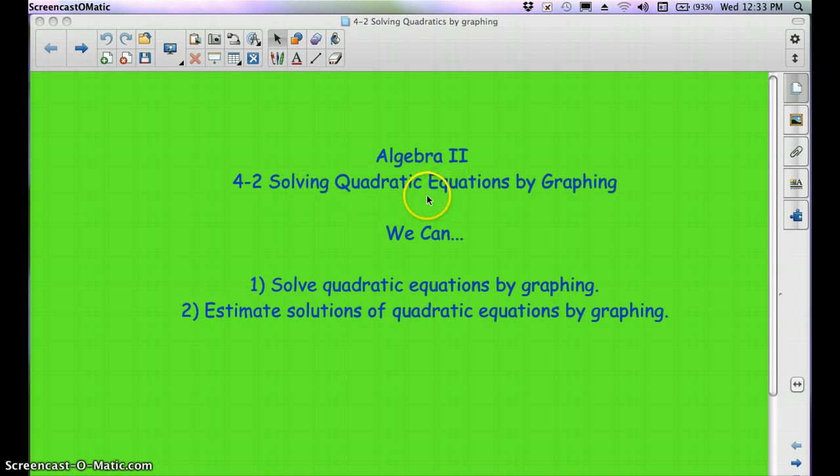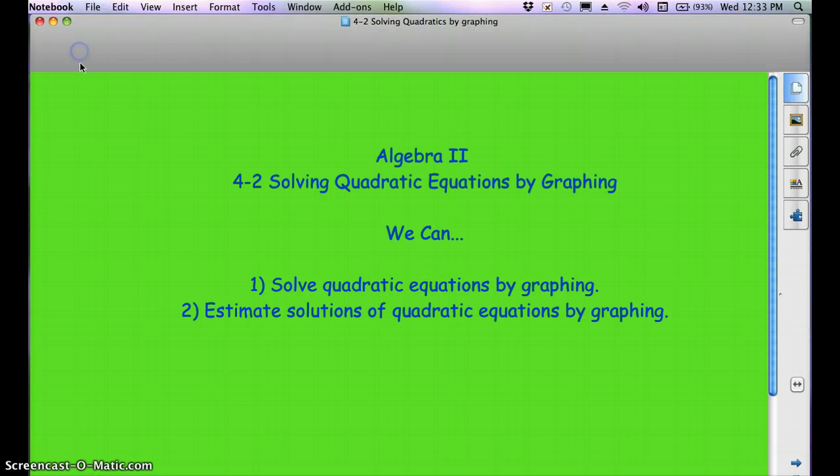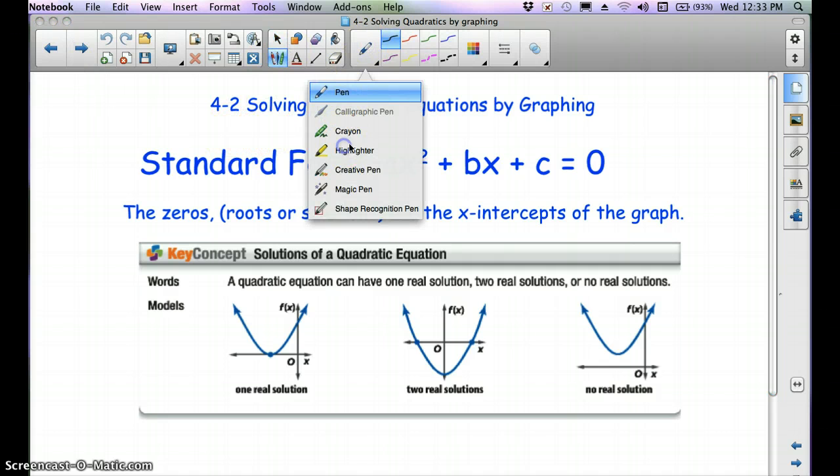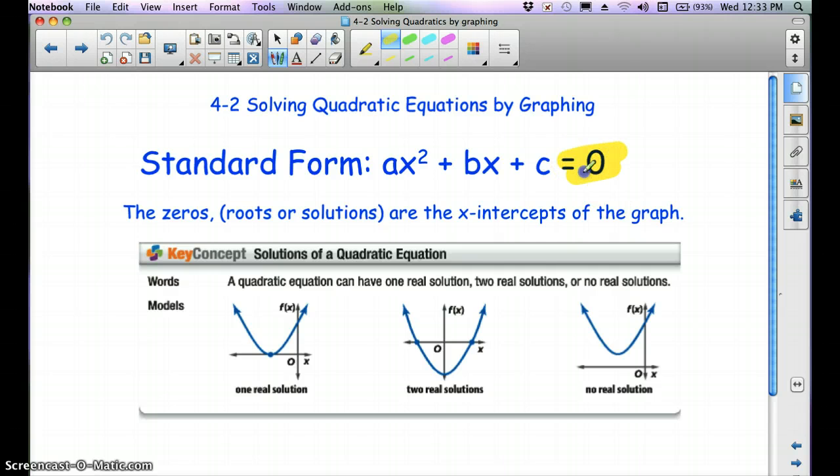4-2, solving quadratic equations by graphing. That's what we're going to be able to do. We're going to be able to estimate solutions of quadratic equations. So we might not get the exact solution, but we're going to be able to estimate. Anytime you want to solve a quadratic equation, you have to set it equal to 0. Always set equal to 0. And that's how you can find your zeros, also known as roots, also known as solutions, also known as x-intercepts. And I think we talked about that a little bit before I left.